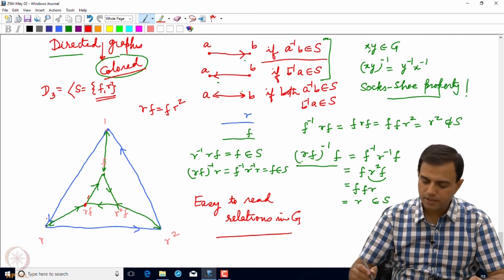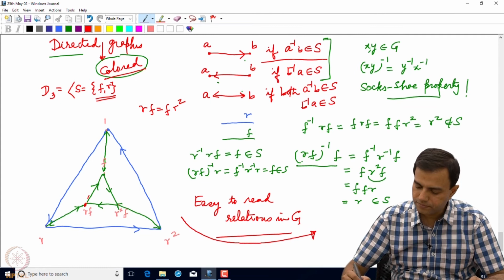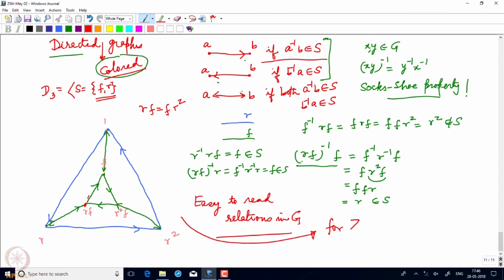What about the directed colored graph for Z6? You have to think about it. Maybe that's an exercise for you. And that will make you realize that the directed colored graph for Z6 and the directed colored graph for D3 are actually different.